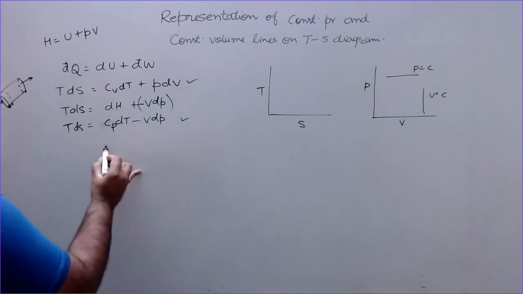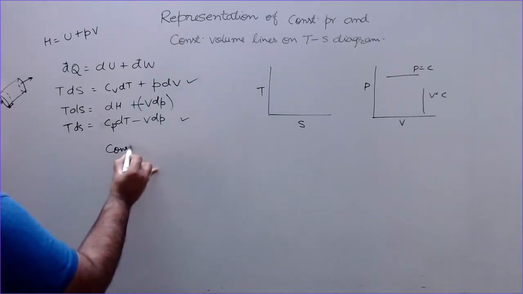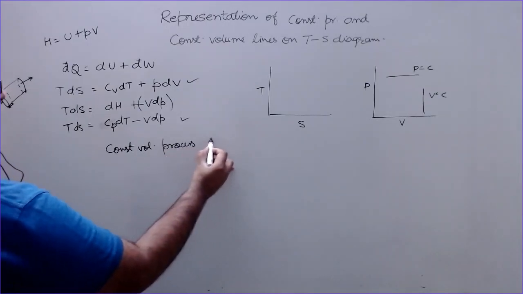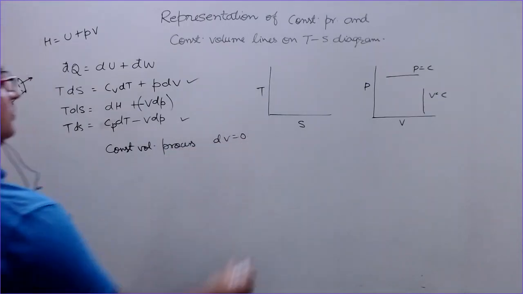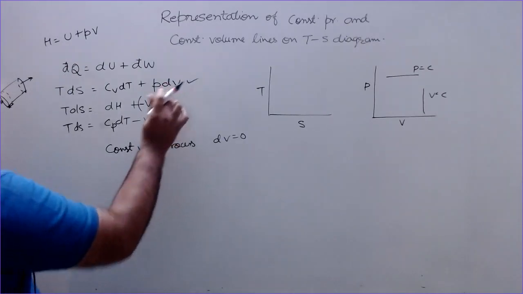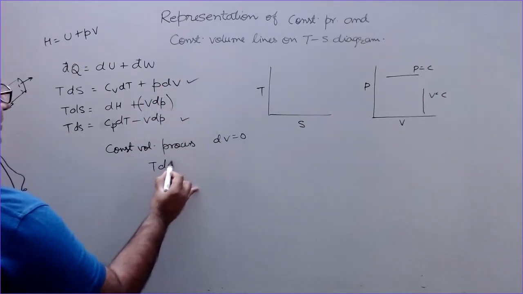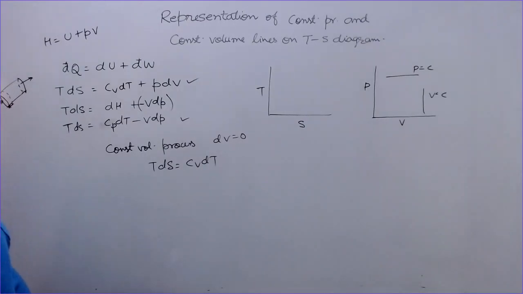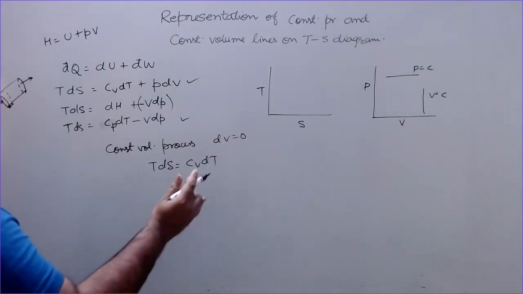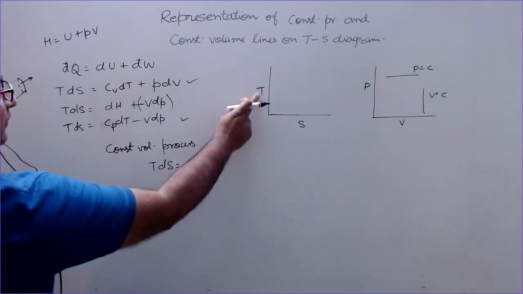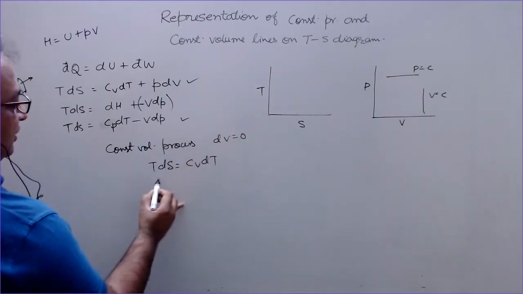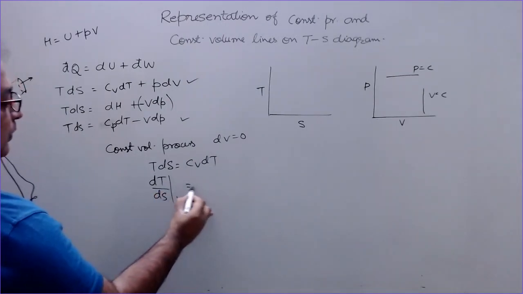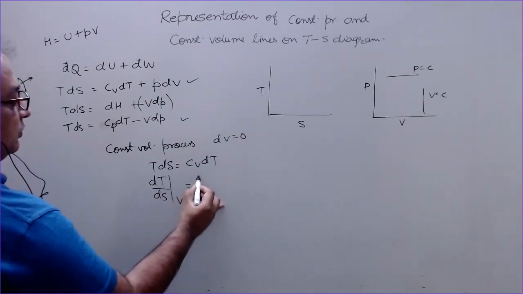Now consider a constant volume process. In that, dV is equal to 0, volume is constant. So from this process equation I can write TdS is equal to Cv dT. So what is the slope of a process on a property diagram? dy by dx, where y is on this side and x on this side. So the slope dT by ds at constant volume is equal to T by Cv.